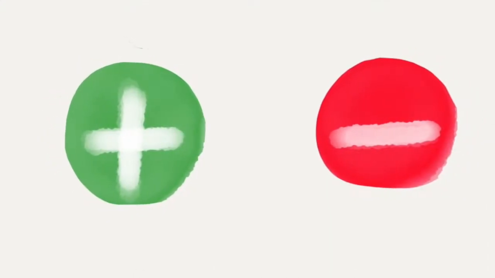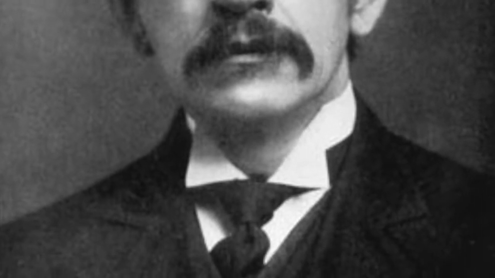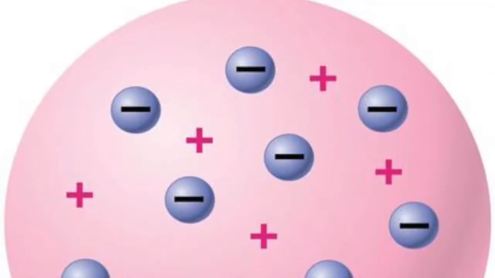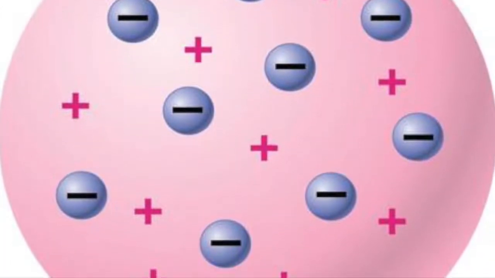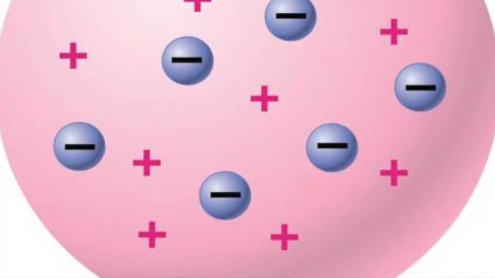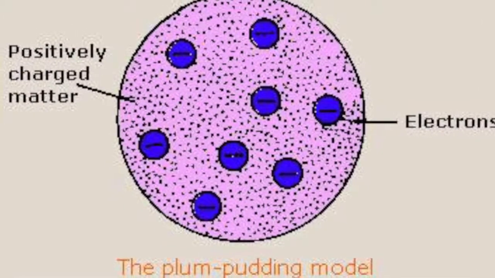Now back then, no one knew that the atom had a positive and negative charge until J.J. Thomson discovered it. When he noticed that the accepted model didn't have a negative or positive charge, he proposed a model of an atom he made based on the plum pudding. The negative electrons represented the raisins in the pudding, and the dough contained the positive charge. So this is what his model looks like.